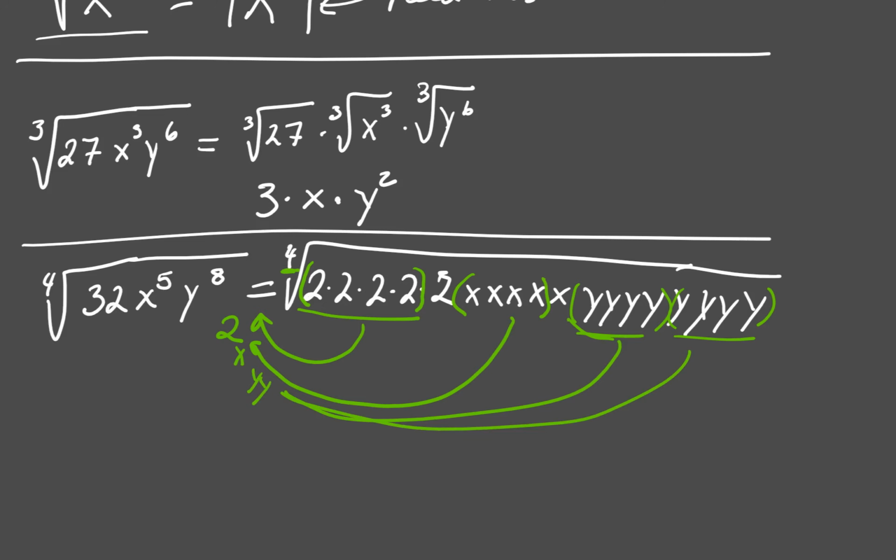And I still have some stuff left over on the inside. So I have a 2, I have an x, I have a y squared on the outside, and on the inside of this fourth root, what's left over? I've used up that, that, that, and that, but I still have a 2 and I still have an x left over. So the fourth root of 32x to the 5th y to the 8th is 2 times x times y squared, because those are the groups of 4 that I could make. And then I still had a 2 left over inside, and an x left over inside, so those stay under the fourth root there.